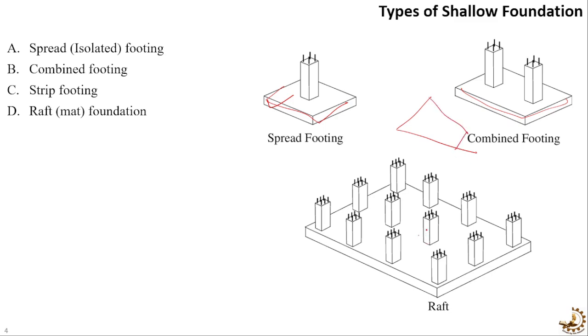Strip footing we generally use for construction of boundary walls, in such cases. And raft or mat foundation is used when the soil bearing capacity is very low. In such a situation, a whole raft of the area is constructed as a single base, and above this base multiple columns are resting. So we can classify the shallow foundation in four categories: spread foundation or isolated footing, combined footing, strip footing, and raft or mat foundation.